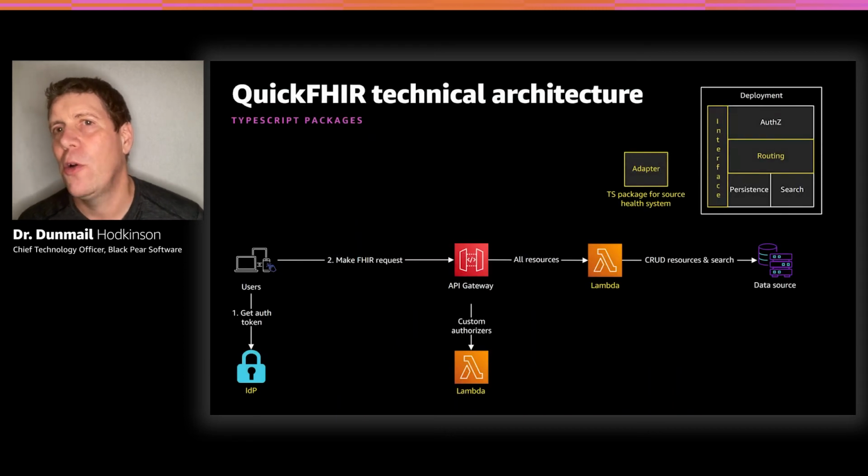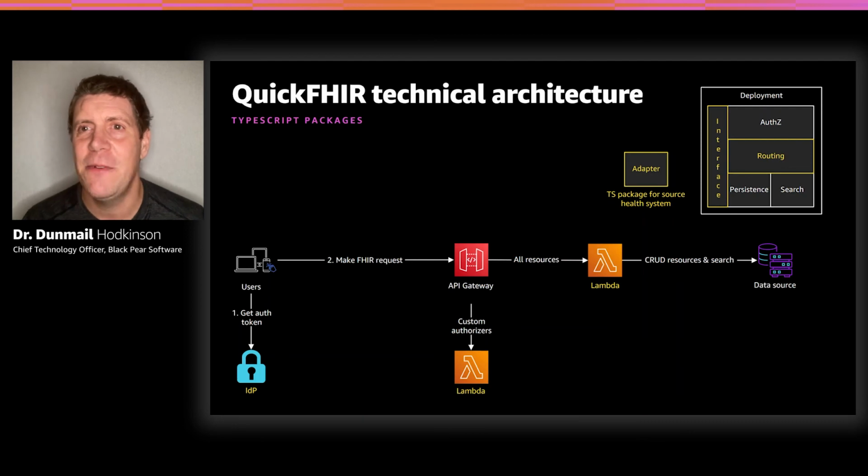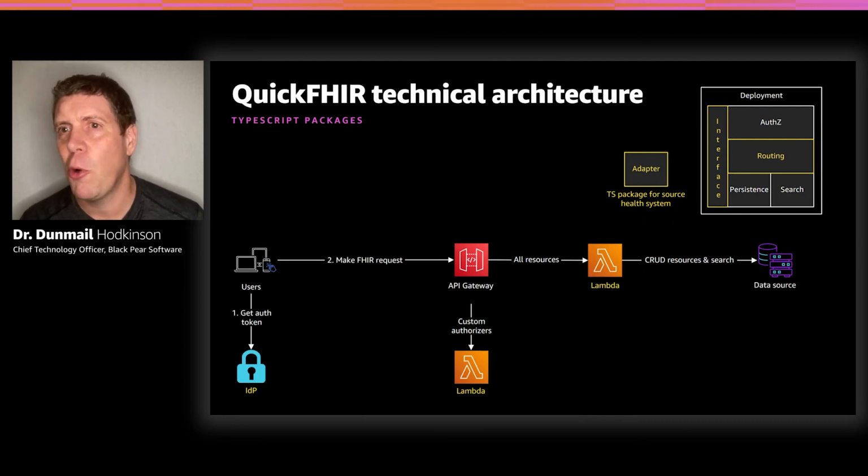How does that map onto the technical architecture? What we have is we create an adapter that encapsulates the transform for a specific source health system. From FHIR Works on AWS, we can pull in interface and routing packages, and then we deploy that in an architecture that's very similar to those that we've already seen.